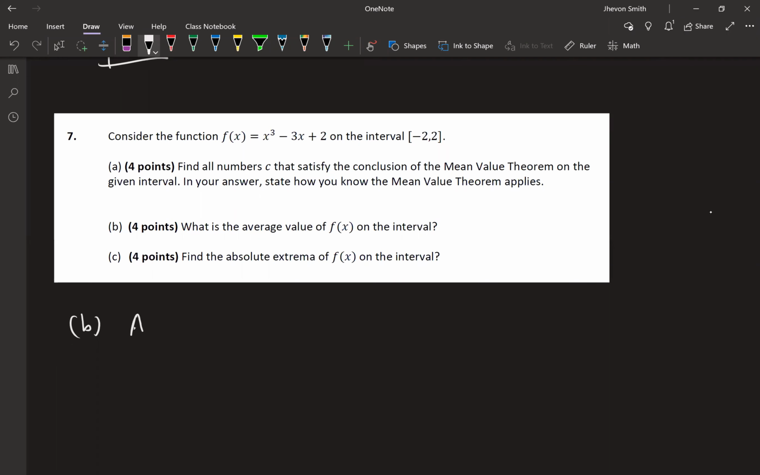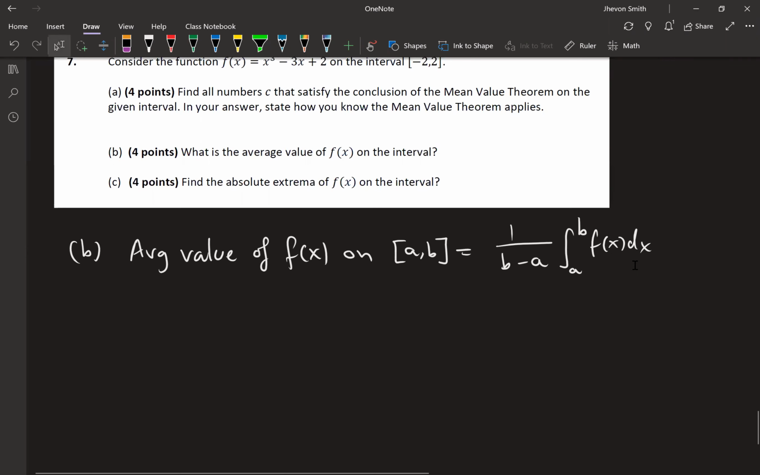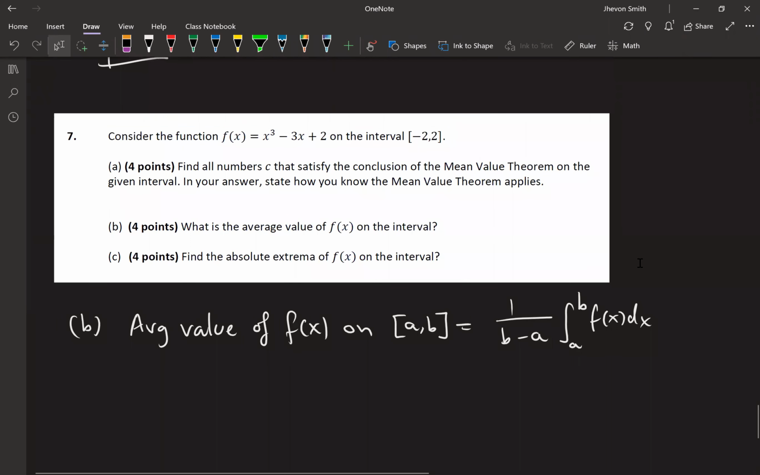So this is a formula. The average value of f of x on [a, b] is equal to 1 over b minus a times the integral from a to b of f of x. That actually gives you the mean value of a function. It's like you took an infinite number of y values, divided by the number of y values there are, and found the average value. So in this case, it's x cubed.